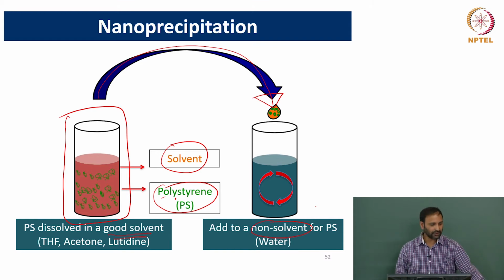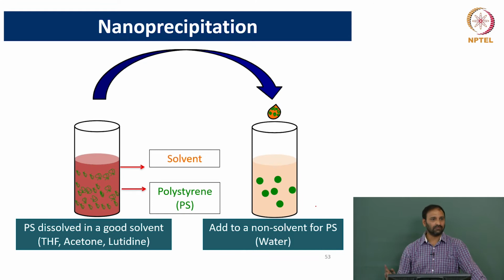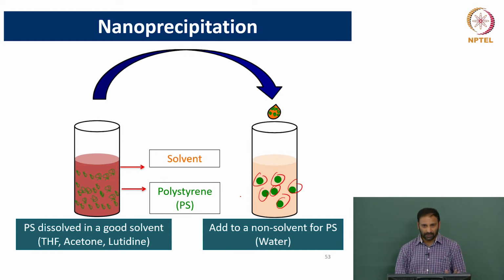So as soon as you do that, and then if you stir it, you essentially have generation of spherical particles. That is because the polymer does not want to be in water and it precipitates out, and it precipitates out as spherical particles. Again, there is a lot of literature, you can read up a little bit about it.